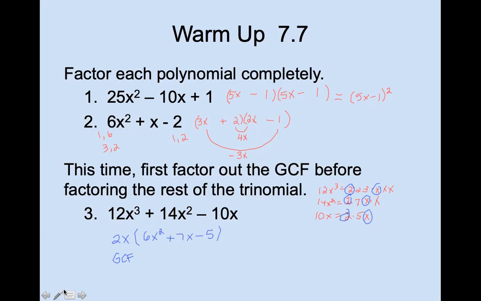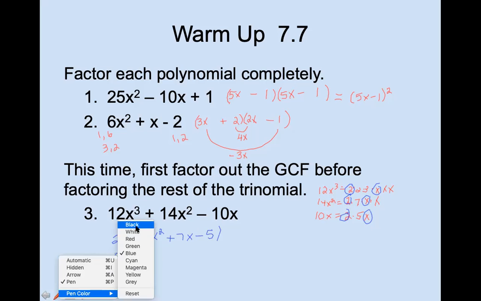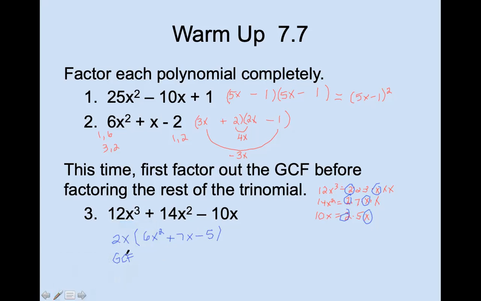So I'm not done here. I'm going to switch colors again. So now I have this expression 2x times 6x squared plus 7x minus 5. To factor this completely, I leave my 2x on the outside, but now I need to factor this inside part, and it's kind of like we were doing in number 2 above. So factors of 6, my options are 2 and 3, or 6 and 1, and I'm going to try my 3 and 2 option here.